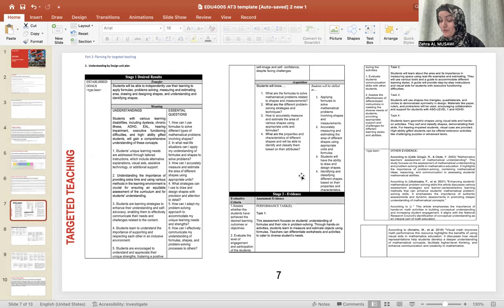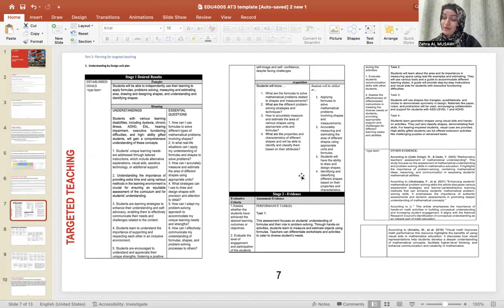For group 2, problem solving and shape comparison. The learning intention is applying formulas in mathematical problem solving, comparing shapes to identify similarities and differences. Again, it's a whole class approach. Engage ADHD students and ASD level 1 students with hands-on activities and shape puzzles, and support EAL students and high ability learners with visual aids and charts.